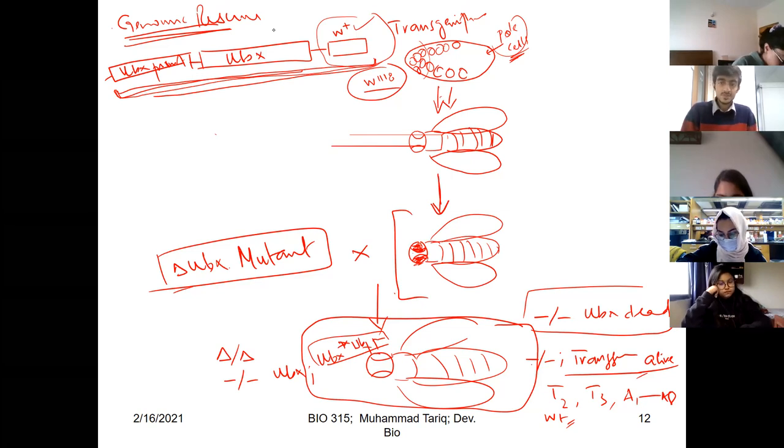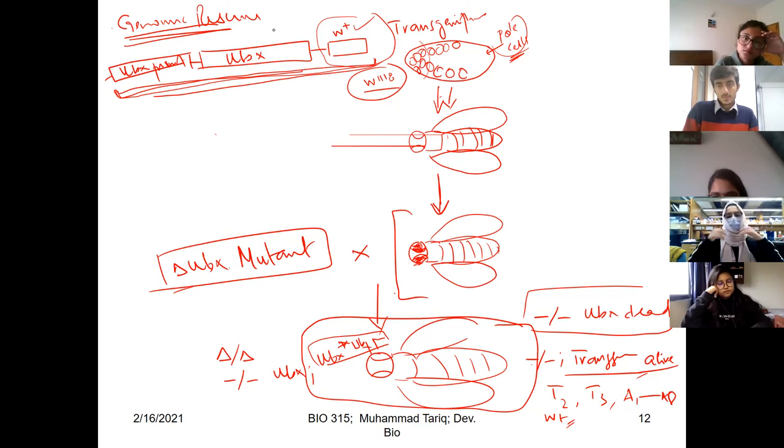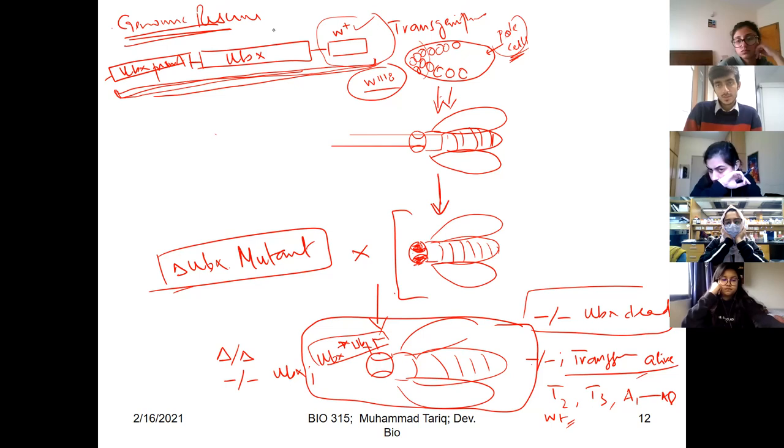So the whole concept is to disprove yourself and your hypothesis multiple times. And every time you try to disprove your hypothesis but fail to disprove it, that is the real science. So by genomic rescue, you are trying to prove that, yeah, my hypothesis is right. But at the same time, you are disproving your hypothesis by saying, yeah, it could be a second site mutation as well. So let's test if a second site mutation is there or not. So let's bring back the UBX. Did I answer your question?